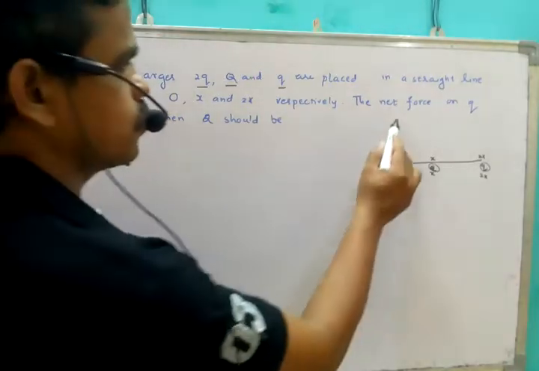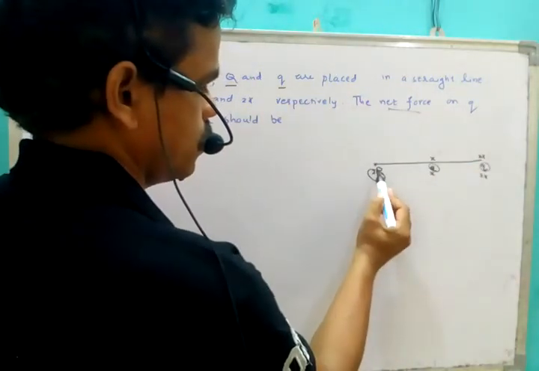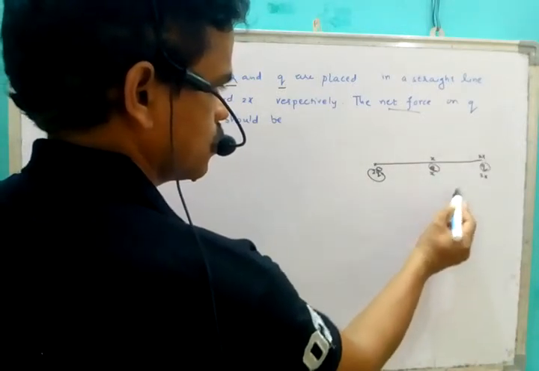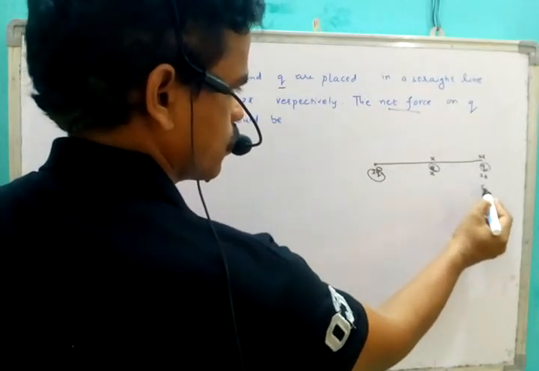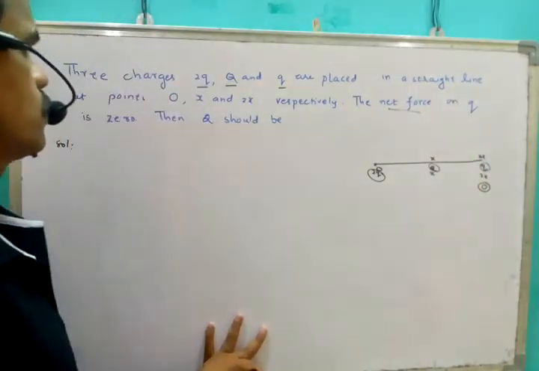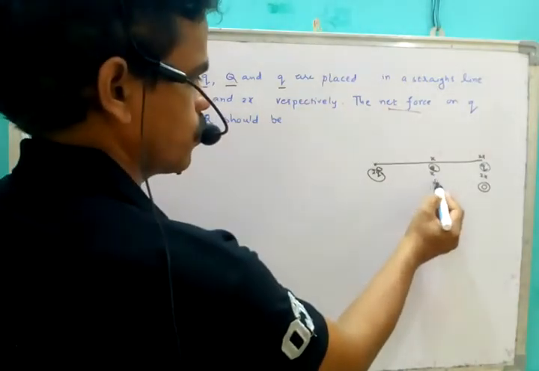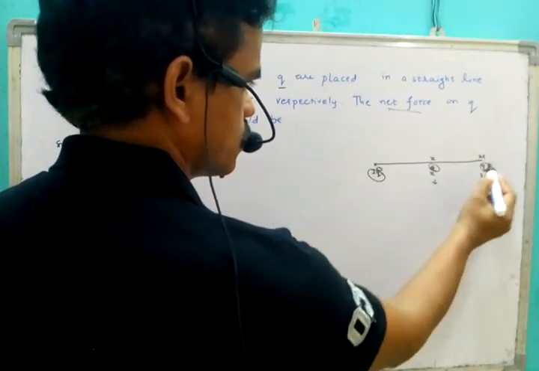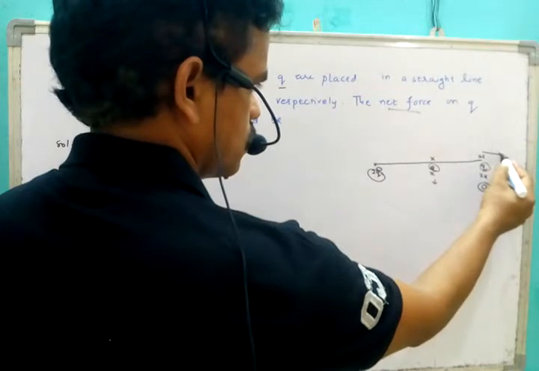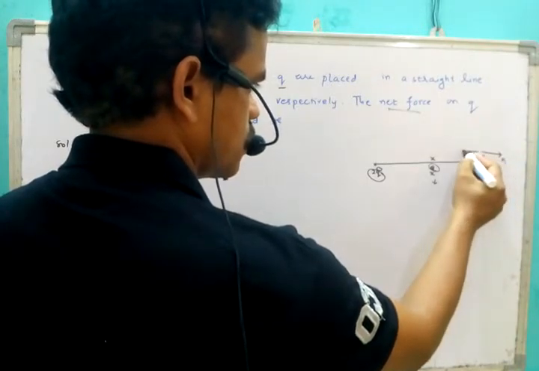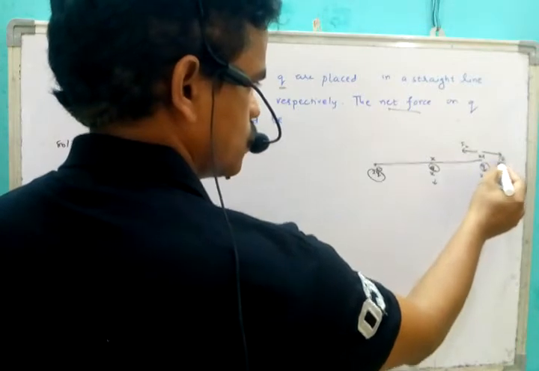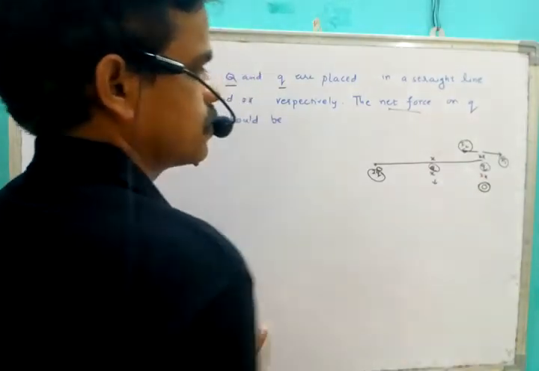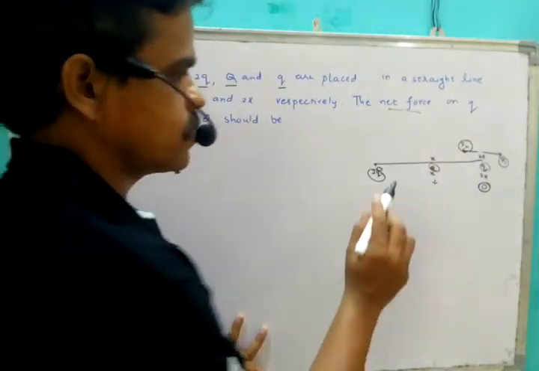So we have to find the net force on small q. Here 2q charge is here, capital Q is here. So the net force on charge q is 0. Then what is Q? For this, the net force on charge q means that in this direction there is one force, and on the left side also one force. If these two forces are equal and opposite, then the net force on charge q is 0. This is the situation here.